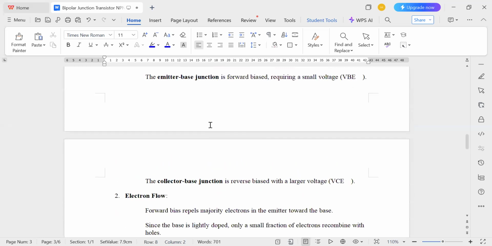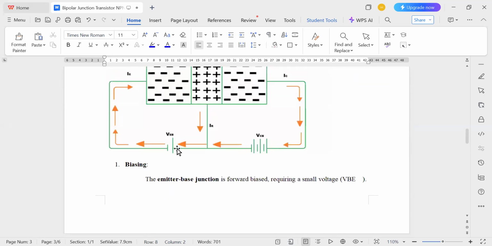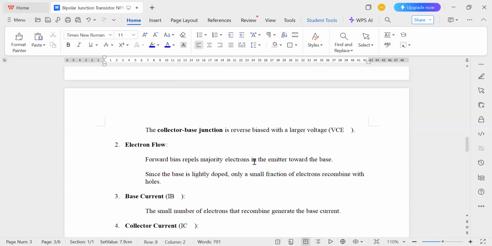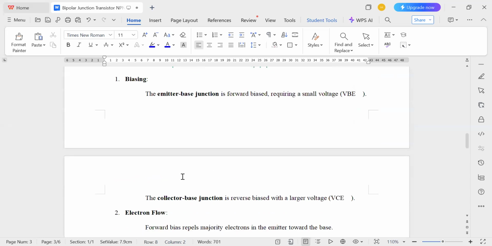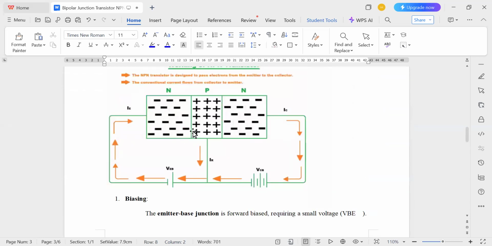When we forward bias it, it will repel the majority carriers in the emitter towards the base. Since the base is lightly doped, only a small fraction of electrons will recombine with the holes. So when we forward bias it, the electrons in the N-type material are repelled and come towards the base, and they are attracted by the positive terminal of the battery. Because of this, current starts flowing in the base-emitter junction.